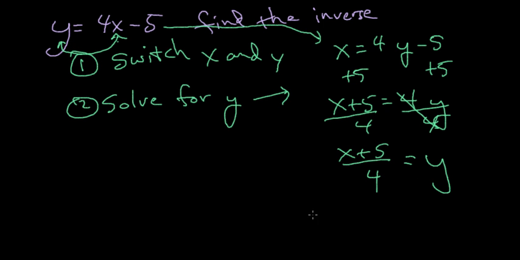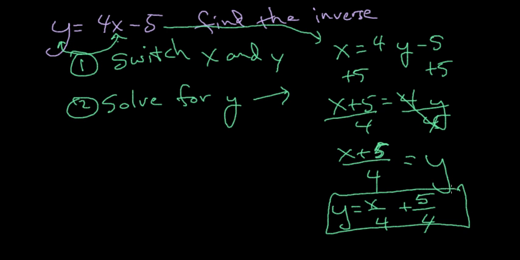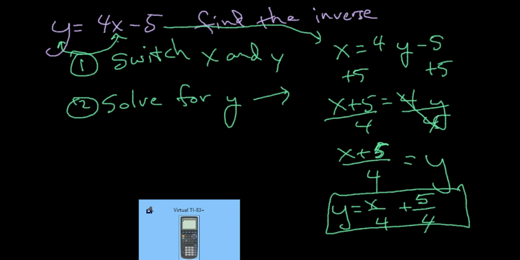Now, if I want to put this in slope-intercept form, I can say, well, y equals x over 4 plus 5 over 4. That's supposed to be a 5, by the way, not an s. Sorry about that. Doesn't look real clear. But this is the inverse in slope-intercept form. Now, I'm going to rewrite these over. I guess I can leave them there. And watch, I'm going to show you something. It's really kind of cool.